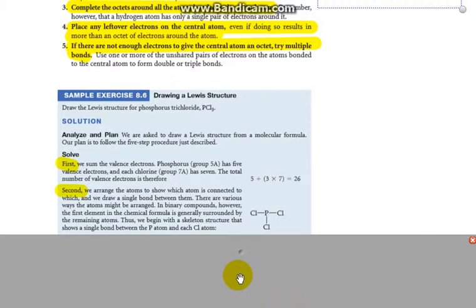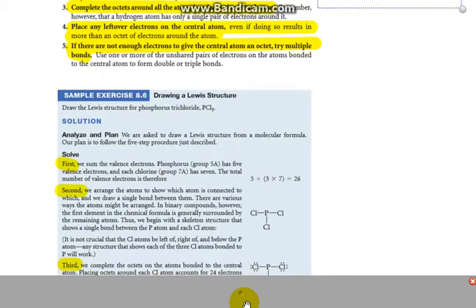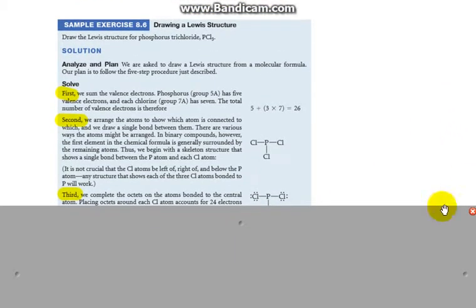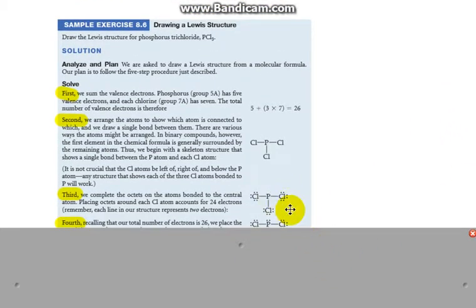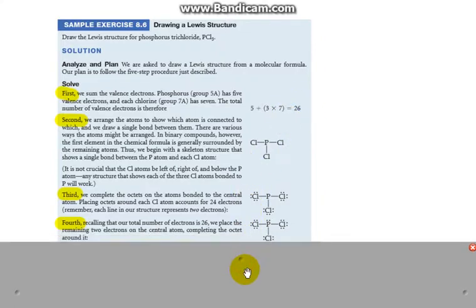All right? And then, of course, it says here, complete the octets around the outside atoms, so the ones that are joined to the central one. So 2, 4, 6, 2, 4, 6, 2, 4, 6. So in total, including the bonded ones, we've used 2, 4, 6, 8, 10, 12, 14, 16, 18, 20, 22, 24. I still have 26 total, so I have 2 electrons left. The remaining electrons go around the central atom.